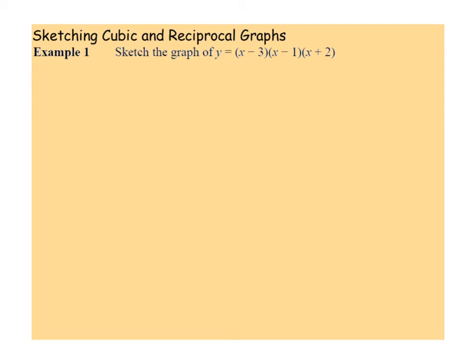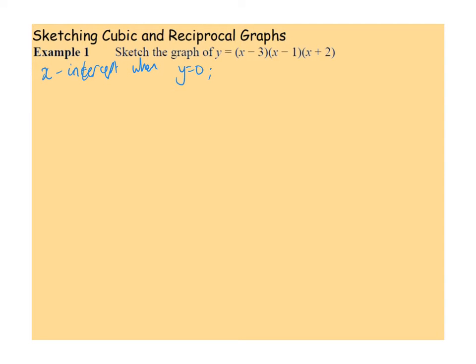So we're being asked to sketch the graph of y equals x subtract 3, x subtract 1, x add 2. Notice that they've given you this in factorized form, so this is reasonably straightforward. They've helped us out here by having it in factorized form. So the first thing I'm going to do is find the x-intercepts. And the x-intercept is when y equals 0.